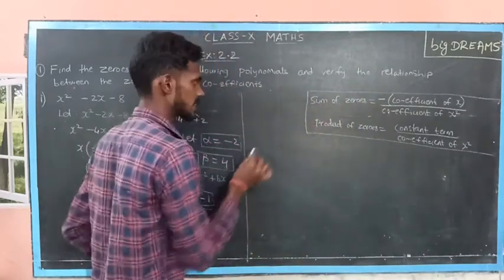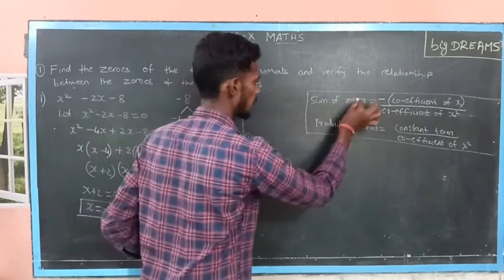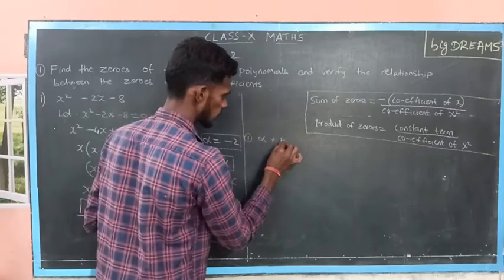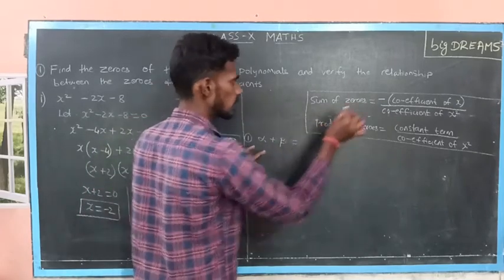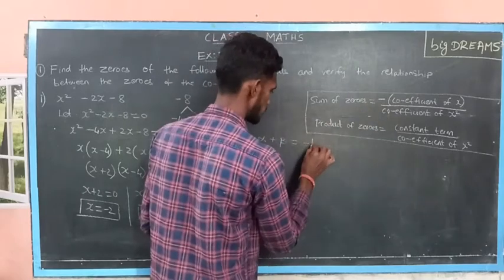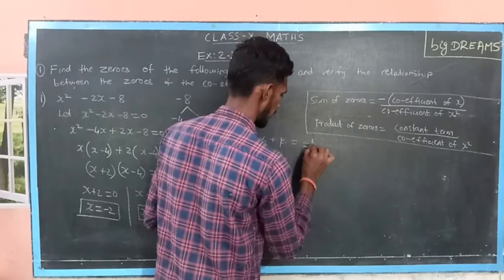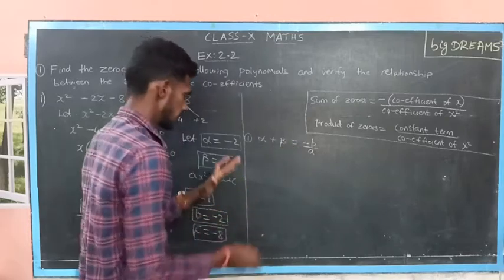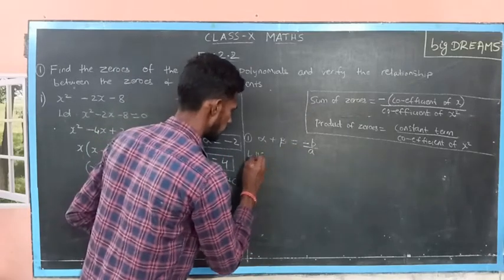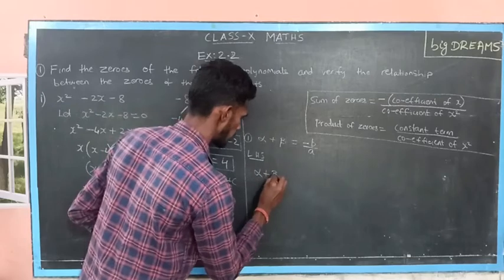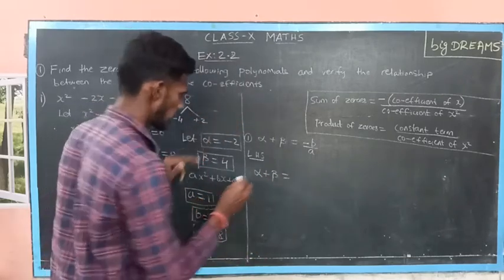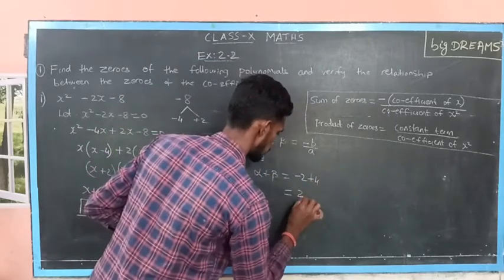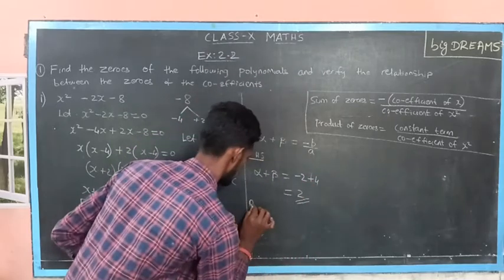Let us take the first relationship, sum of zeros, that is alpha plus beta. So alpha plus beta is equal to minus of x coefficient, which is b, by x square coefficient, which is a. We have to prove this condition, alpha plus beta is equal to minus b by a. First consider the LHS. LHS is alpha plus beta, which is equal to minus 2 plus 4, which gives plus 2. Then consider the RHS.